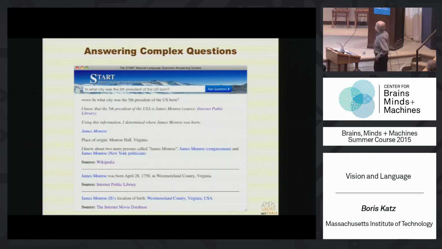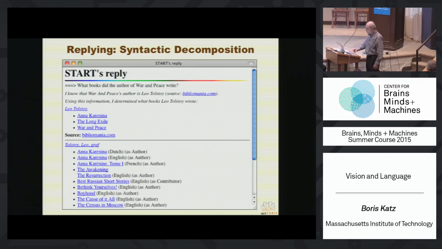Some other examples: in what city was the fifth president of the U.S. born? And it finds that it's James Monroe, and gives you the city. What books did the author of War and Peace write? It finds Leo Tolstoy, and finds his books from different sources.